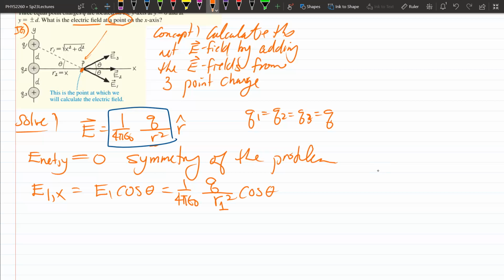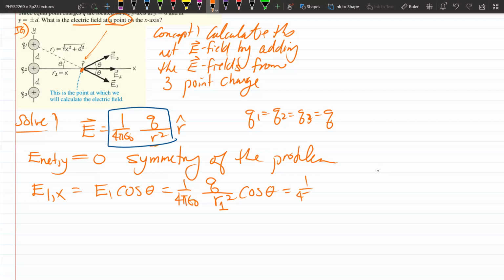Before jumping into this, cosine of theta: there's this angle here. Opposite angles are the same as each other, so this angle is also theta, because this is a straight line and this is a straight line, so it makes the same angle. So you can use this similar triangle situation: if I want cosine of theta, I can take the adjacent over the hypotenuse.